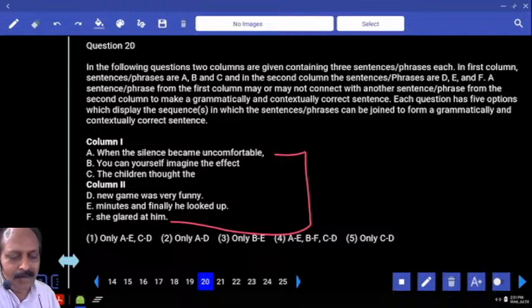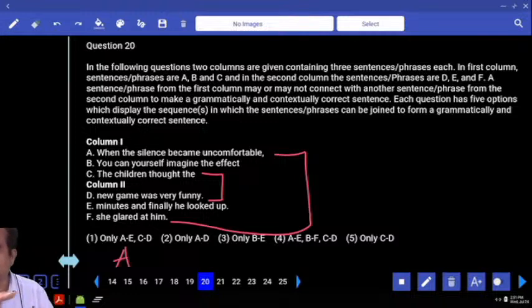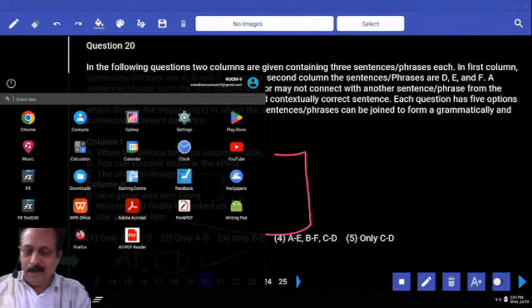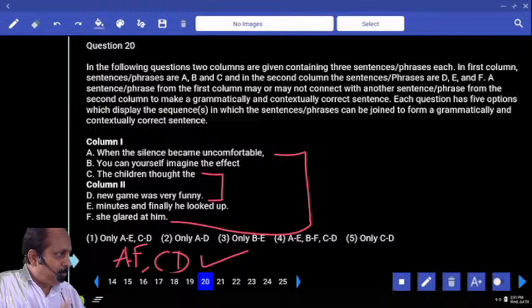New game, no. Minutes and finally looked up, no. And what is the next one? The children thought the new game was very funny. Perfect, easy. Based on that, what is the answer? A, F, and C, D. Do you see that option? Please write that option and tick that one right. I'm serious. Please write A, F, comma, and what is the other one? C, D. We do come across errors in the paper key.